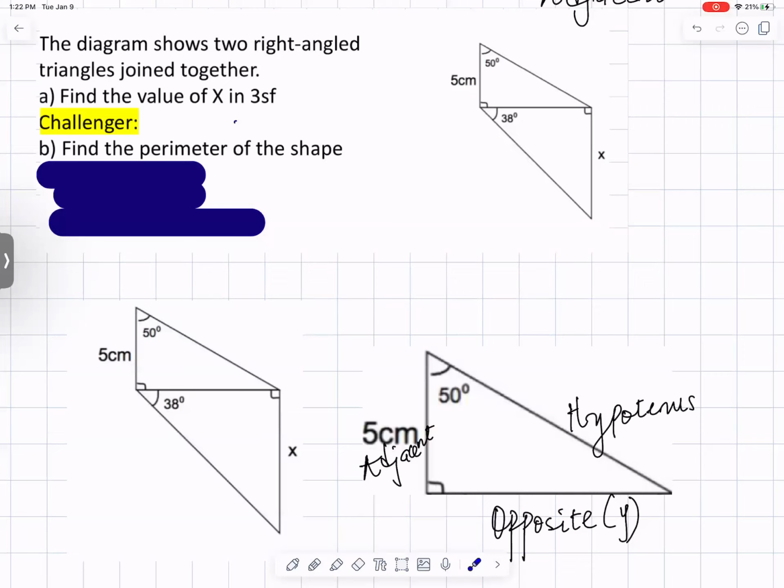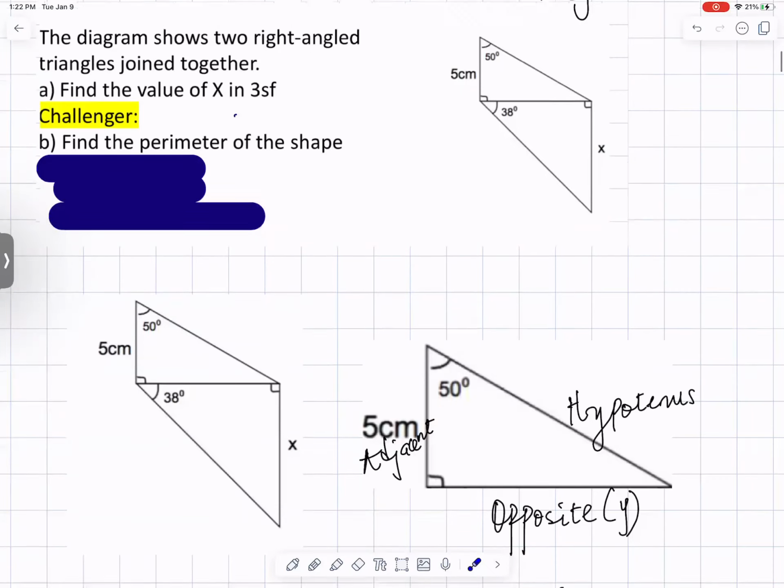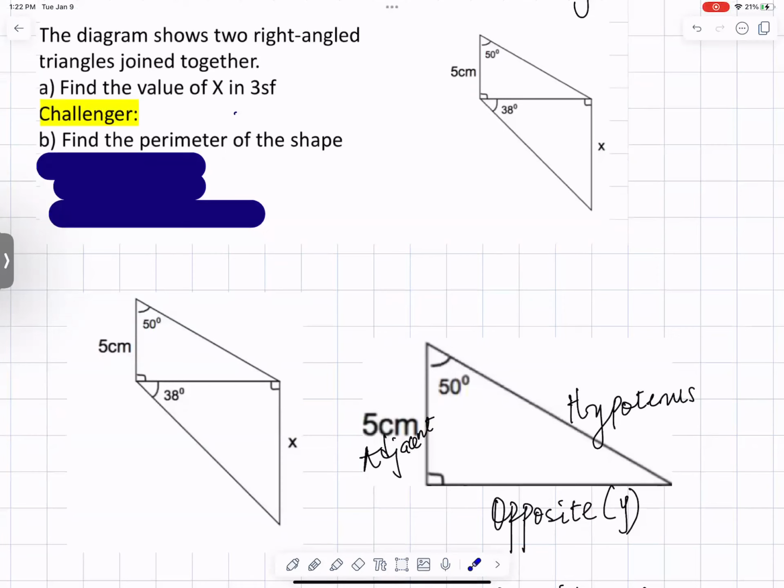We'll be looking at part 2 of our trigonometric ratios. We have already established the basics of trigonometry ratios. So we're starting with this question.